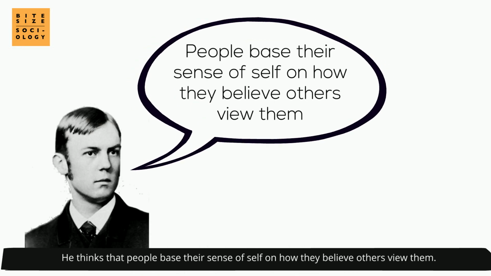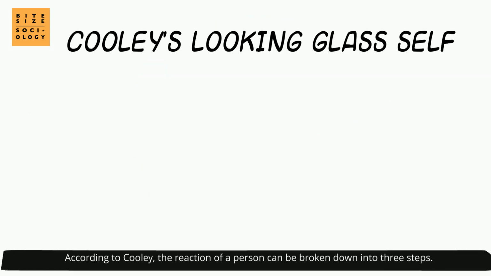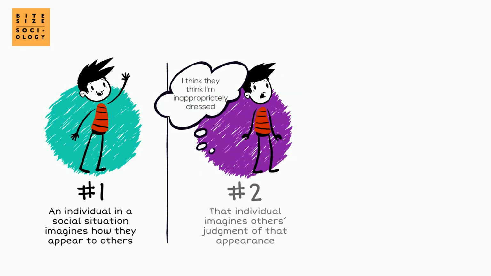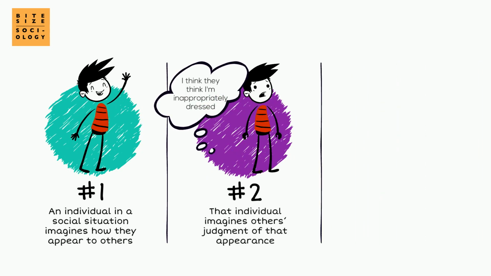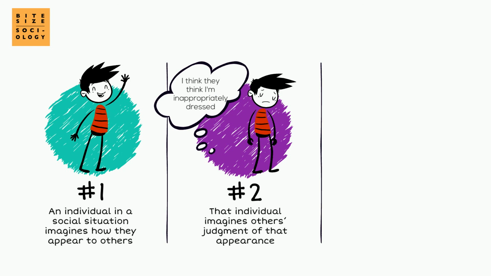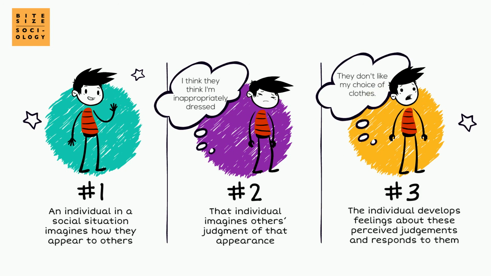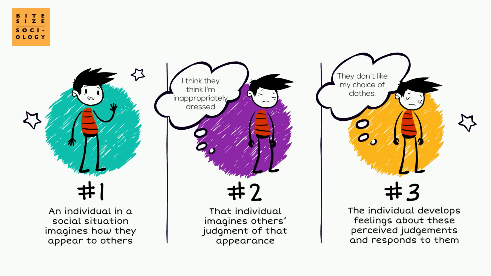He thinks that people base their sense of self on how they believe others view them. According to Cooley, the reaction of a person can be broken down into 3 steps. 1. An individual in a social situation imagines how they appear to others. 2. That individual imagines others' judgment of that appearance. And finally, 3. The individual develops feelings about these perceived judgments and responds to them.